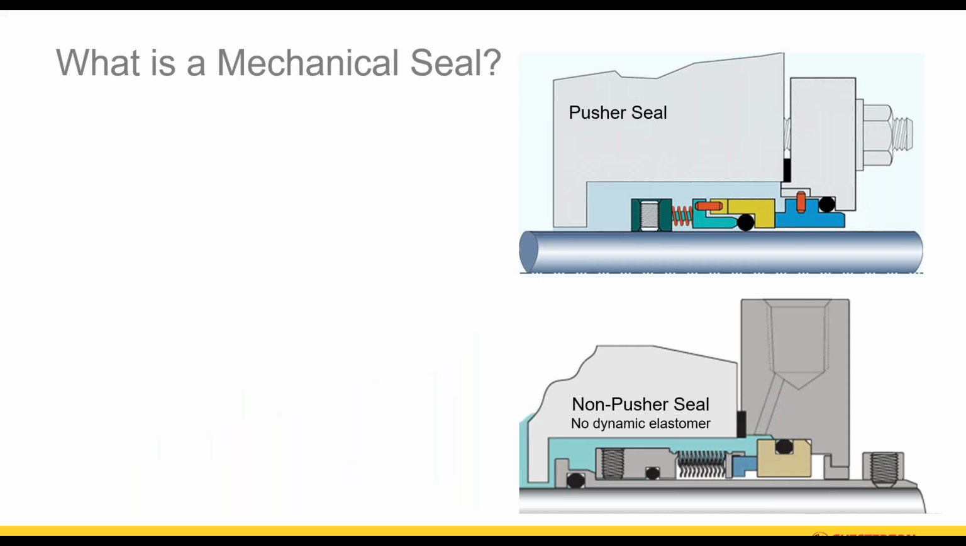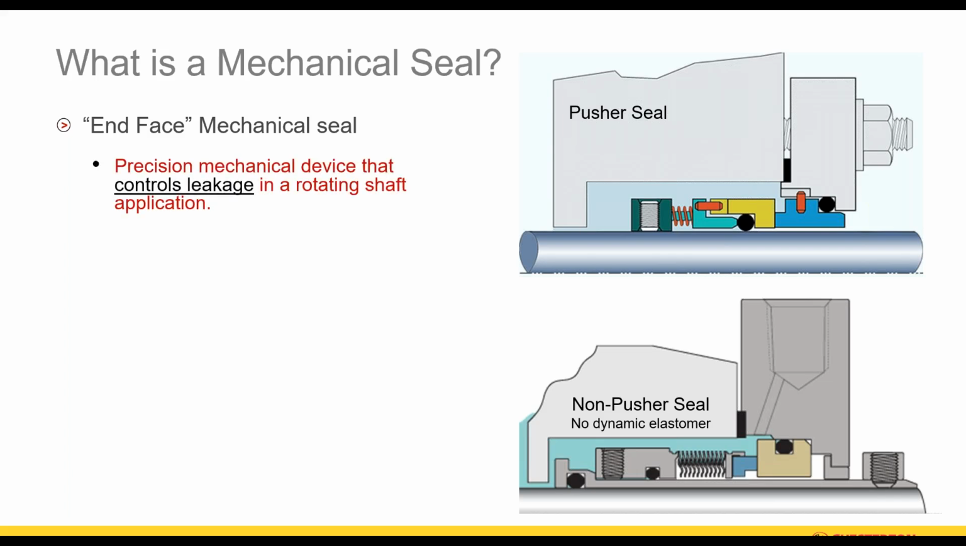So, what is a mechanical seal? Again, there are different configurations. There are these things called pusher seals, which are nothing more than a seal where the O-ring actually moves back and forth. And then there are non-pusher type seals, which means there's no dynamic elastomer. The bellows right here is what's causing the motion. So what we're talking about with mechanical seal technology today is what's known as in-face mechanical seals. And that's because the faces are actually biased together in an axial position.